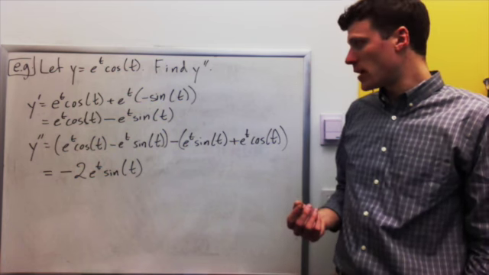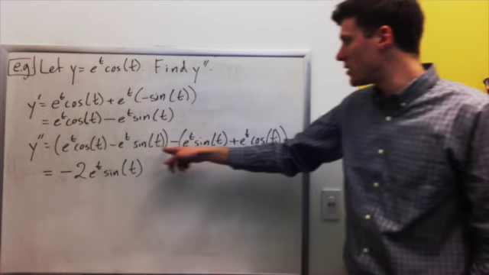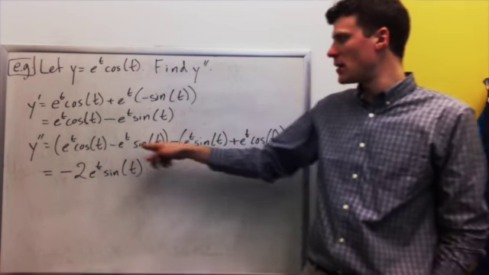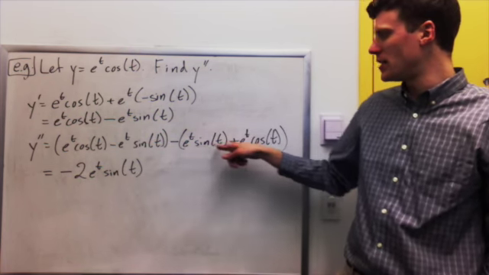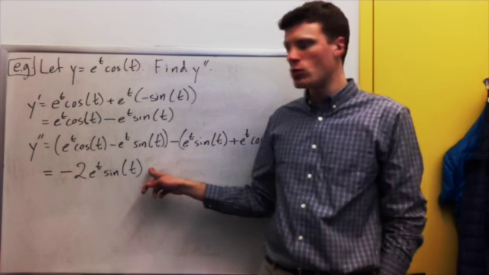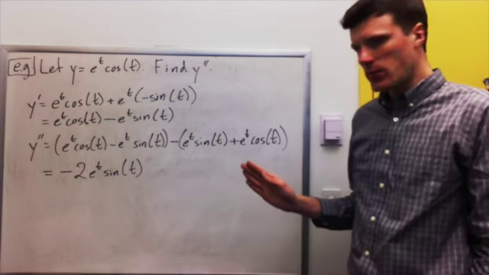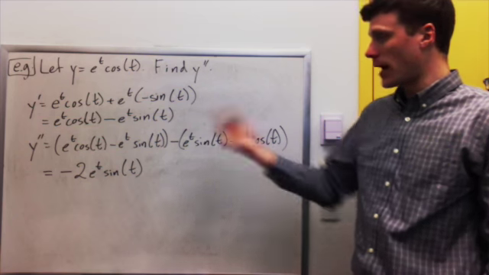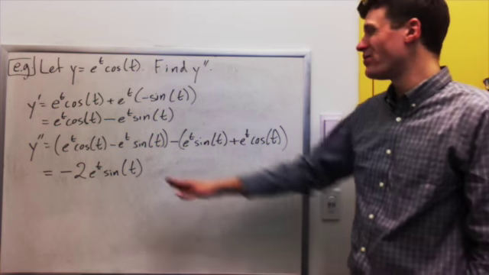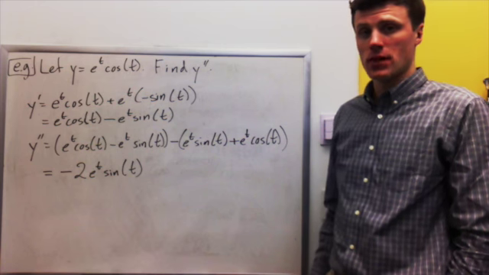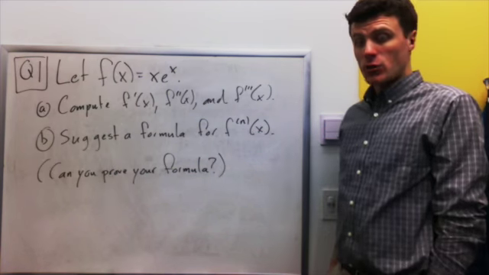However, I can simplify it pretty well. e to the t cosine t minus e to the t cosine t goes away, and I'm left with negative e to the t sine of t minus e to the t sine of t, which is negative 2 e to the t sine of t. You don't have to simplify your answers for me. However, if I ask you to take a third derivative here, you really kind of wish that you did simplify it at this point. So here is question 1.